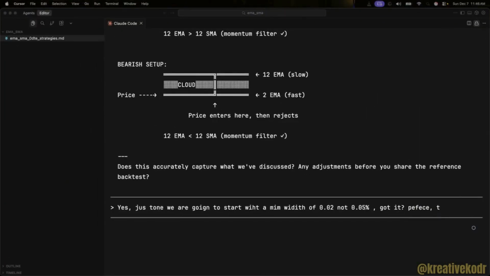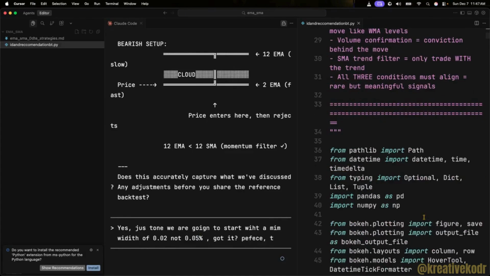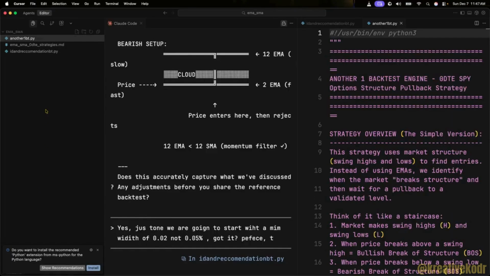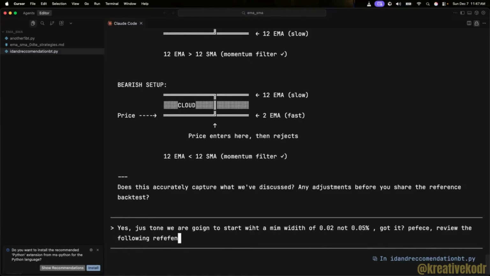And I'm going to go over them so we can actually see it. So here's one. This is not even DIA anymore. This is QQQ. Okay, hold on, let me just update that. And then what I also want us to be able to do is bring in, give me a second. Here's 2. All right, you have enough. And we're going to review them real quick so we can see. Review the following reference backtest.